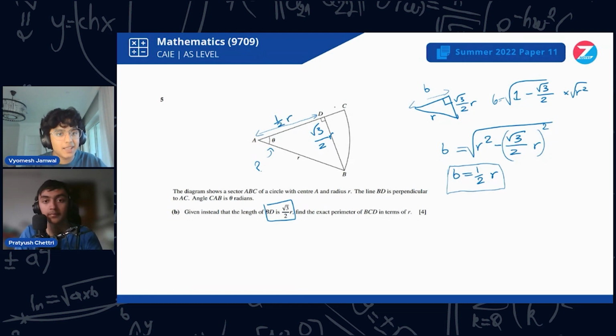Because remember, CA is R, right? And so it's just going to be r minus 1 upon 2r. So CD would be equal to 1 upon 2r.